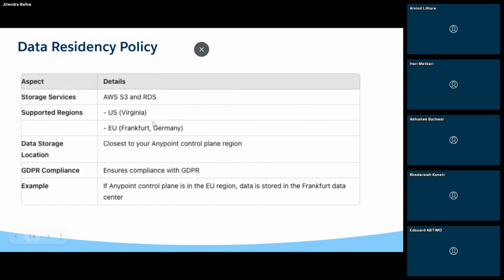Okay, so now what happens? Whatever document you scan gets stored in the S3 storage. These are the supported regions closest to your Anypoint Platform controller. It will ensure all the compliance with GDPR. If the Anypoint control plane is in the EU, the data will be stored in the Frankfurt data center. It doesn't mean your data will be visible to other vendors or other customers. It will not. Your data will be secure on the S3 storage.